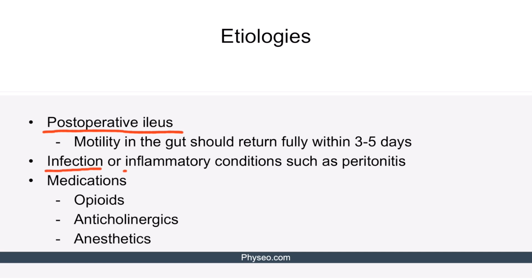Infection and inflammatory conditions in the gut, such as peritonitis, can also lead to ileus due to the inflammation and sympathetic nervous system activation. Additionally, some medications decrease peristalsis in the gut. The most common medications associated with ileus are opioids, anticholinergics, and anesthetics.